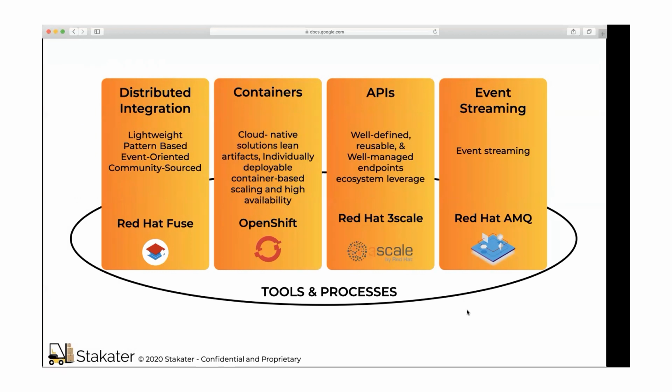So then they went with Red Hat Fuse, which is the enterprise-ready Apache Camel. And then for container deployment, they went for OpenShift, which is the enterprise-ready Kubernetes. Then they went for 3Scale, which is already by Red Hat, but this was the enterprise version of 3Scale. And then for event streaming, they went with Red Hat AMQ, which is enterprise-ready Kafka. So they went with all the enterprise-ready versions of those open source tools.